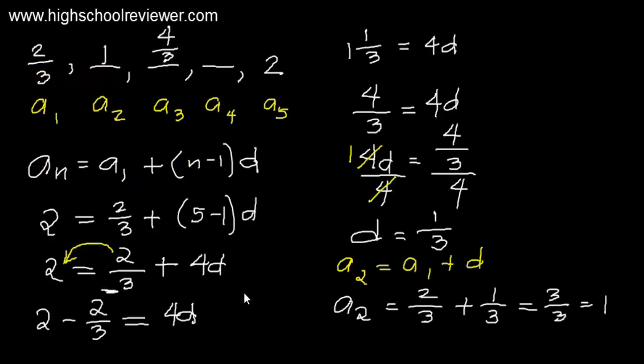So we have here the complete missing terms. Our a sub 4 will be 5 over 3. Therefore, our missing arithmetic means are positive 1, positive 4 over 3, and positive 5 over 3. They are our final answers. Arithmetic means of an arithmetic sequence.